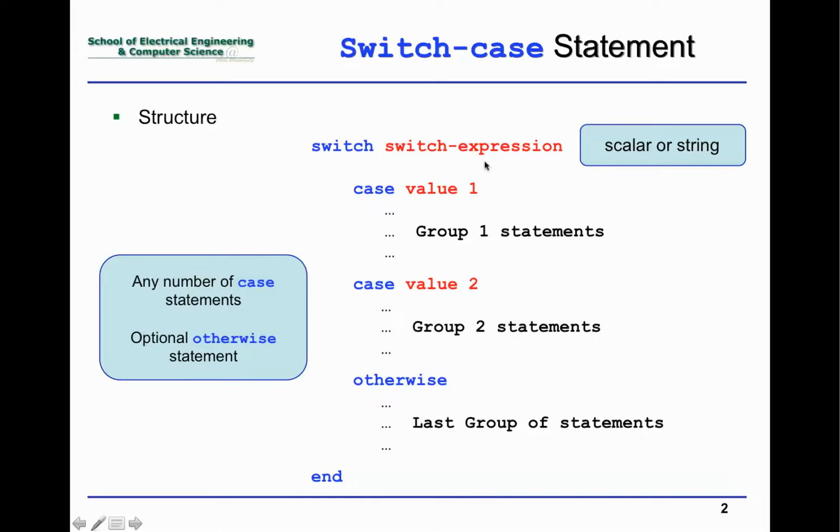you have a switch expression, which is either a scalar or a string. And then, depending on what the value of that switch expression is, you can have certain statements execute. So if the switch expression has value 1, then it will execute these statements. If it has value 2, it'll execute these statements. And then if you want, you can put in an optional otherwise, so that if the switch expression doesn't have any of these values, then this group of statements will be executed.